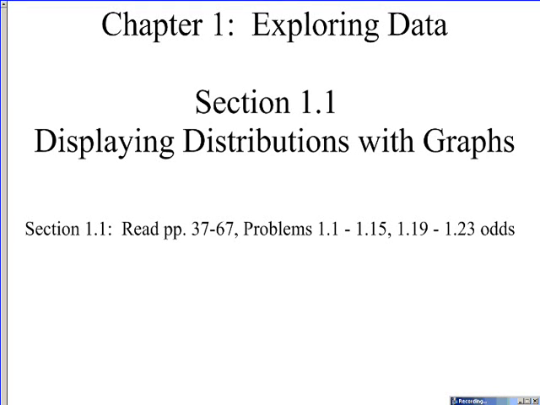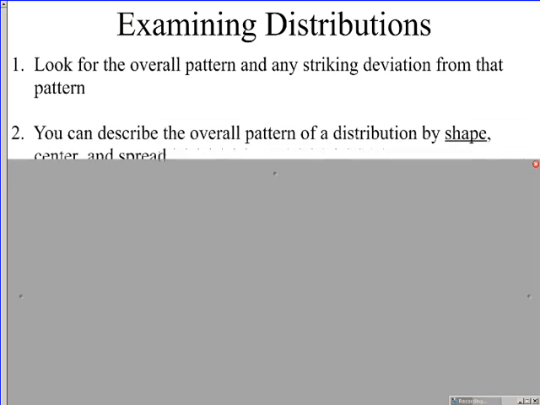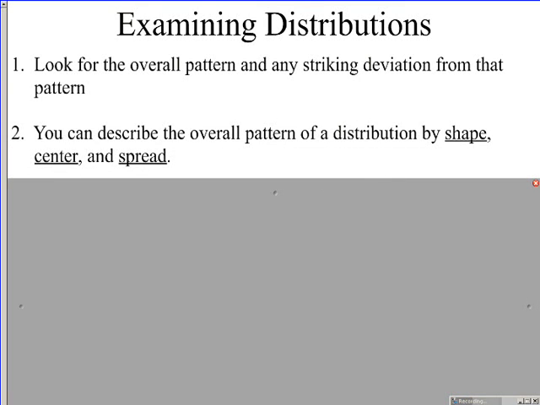Section 1.1, displaying distributions with graphs. Some things we will look for anytime you are asked to examine a distribution. First thing, you will look for the overall pattern and any striking deviation from that pattern. You can describe the overall pattern of a distribution by its shape, center, and spread.